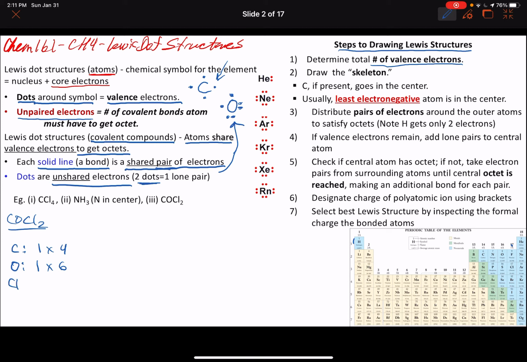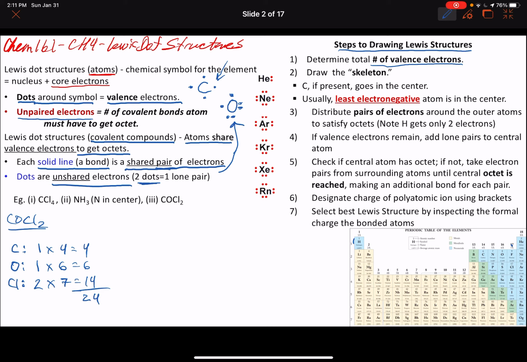We have chlorines to handle. We have 2 of those, so 2 times, and now we've got chlorine. That's in the 7th column of the periodic table, so we're going to get 7 valence electrons there. So our totals here are 4, 6, and 14, and so we have a total of 24 valence electrons to work with. Number 1 is done.